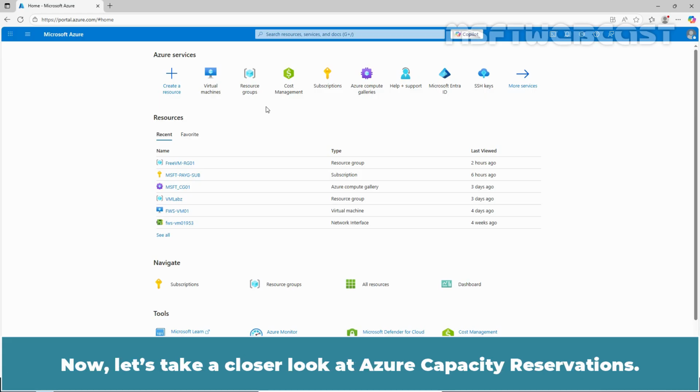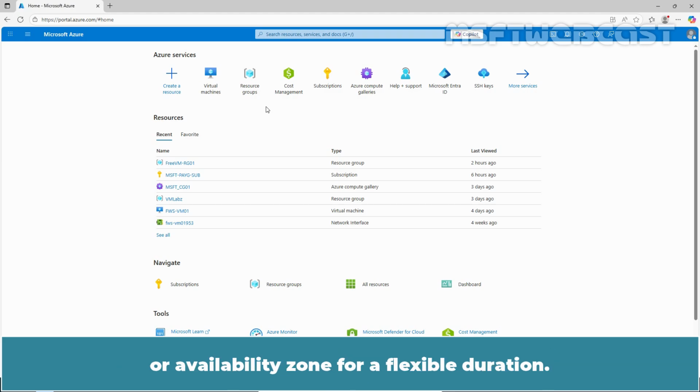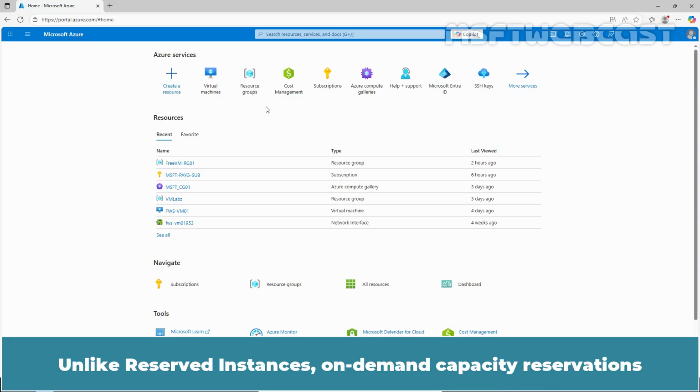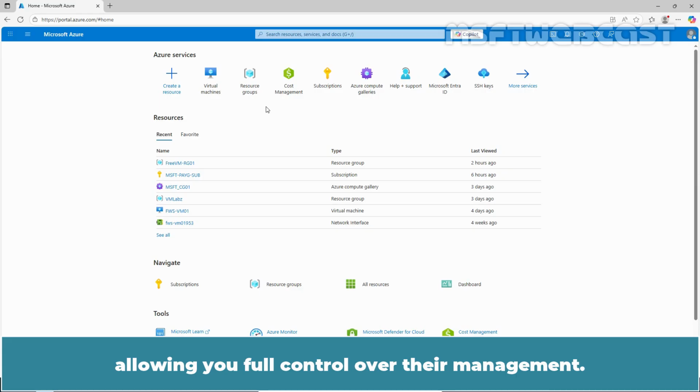Now let's take a closer look at Azure capacity reservations. On-demand capacity reservation enables you to reserve compute capacity within an Azure region or availability zone for a flexible duration. Unlike reserved instances, on-demand capacity reservations do not require a 1-year or 3-year term commitment. You have the flexibility to create and delete a reservation at any time, allowing you full control over their management.